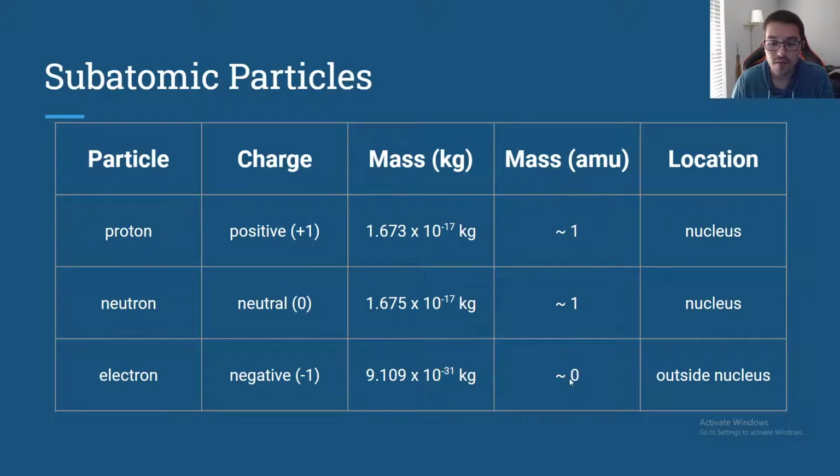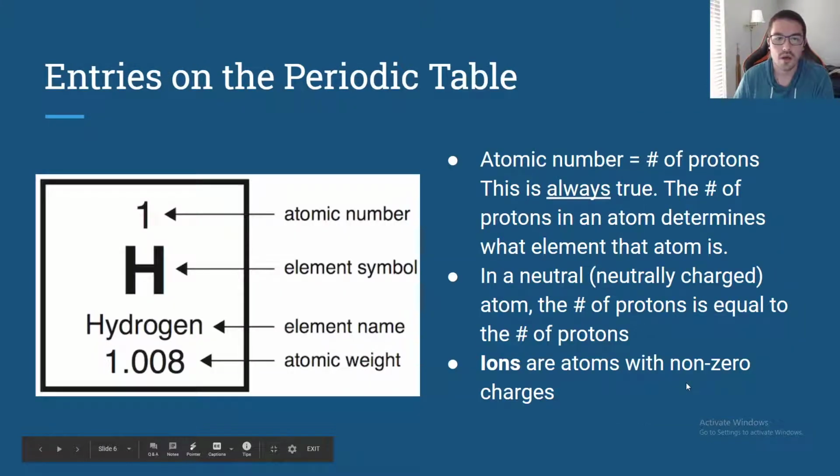Okay, and that isn't exactly true. That's why this says approximately 0. But for most calculation purposes, the mass of an electron is negligible. And then once again, I have their location listed here. We're going to talk a lot more about the specific location or locations of electrons at a later time when we talk about electron configuration.